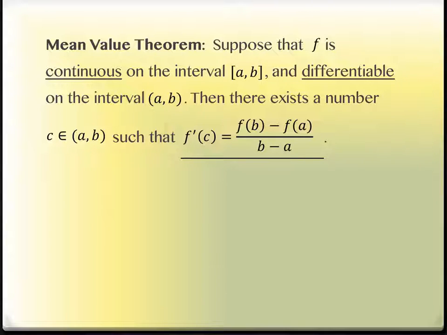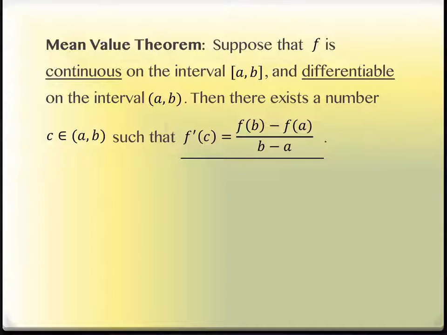Let me make one comment before I do that. If, in fact, f of b equals f of a, what would happen to the right-hand side of this equation? 0 on the top. So if the endpoints actually matched, wouldn't this say f prime of c equals 0, just like the other problem did? Yeah. This is why this is a more generalized example of Rolle's theorem. Or you could say Rolle's theorem is a specific case of the mean value theorem.